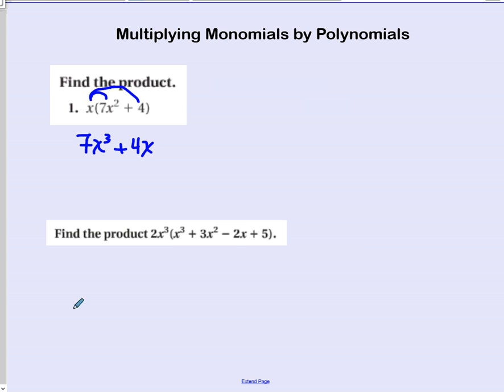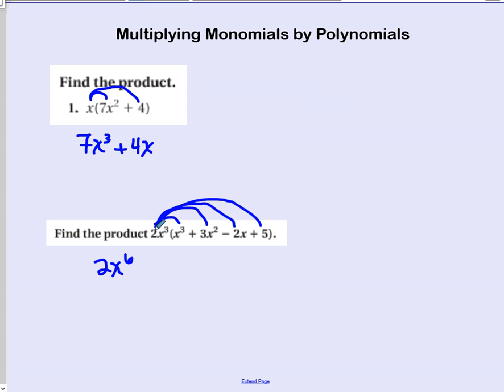Now this next one looks a little bit more complicated. We're going to get our arrows popping 1, 2, 3, 4 times. So I'm just going to draw my arrows real quick so I can see what I'm doing and remember what I'm multiplying. So I'm going to do 2x to the third power times x to the third power. Remember my exponent property, I need to add those exponents. So I'm going to end up with 2x to the sixth power.